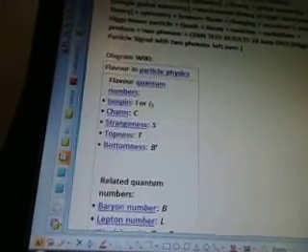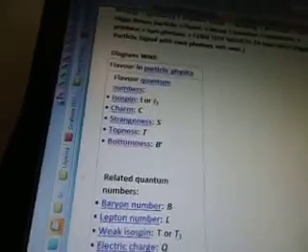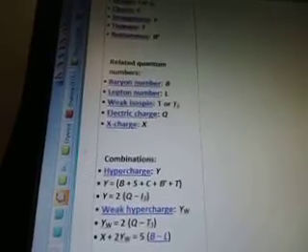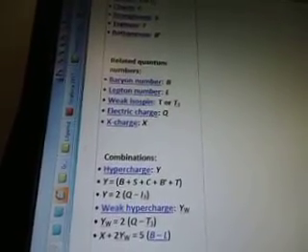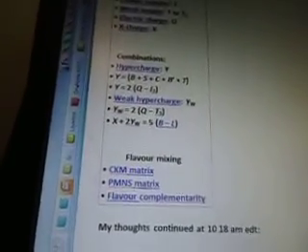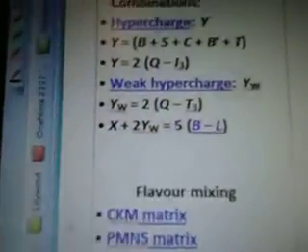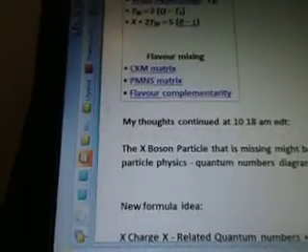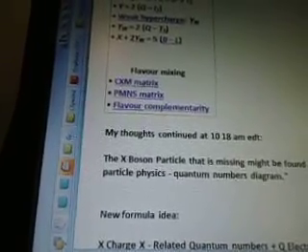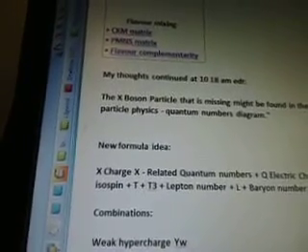So the diagram from Wiki is the flavor and particle physics. These are the flavors. We have isospin, charm, strangeness, topness, bottomness. Related quantum numbers are baryon number, lepton number, weak isospin, electric charge, and X charge. Combinations are hypercharges Y, and there's the calculations to go with it. Weak hypercharge, there's the calculations to go with that. Flavor mixing is CKM matrix, PMNS matrix, and flavor complementarity. My thoughts continued that day, same day, on August 17th.